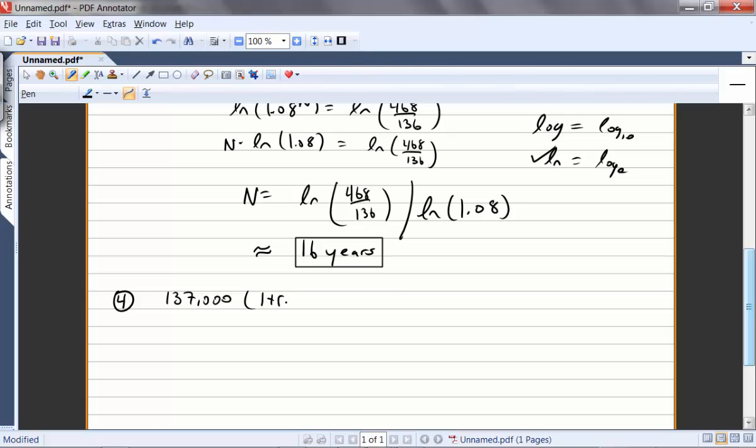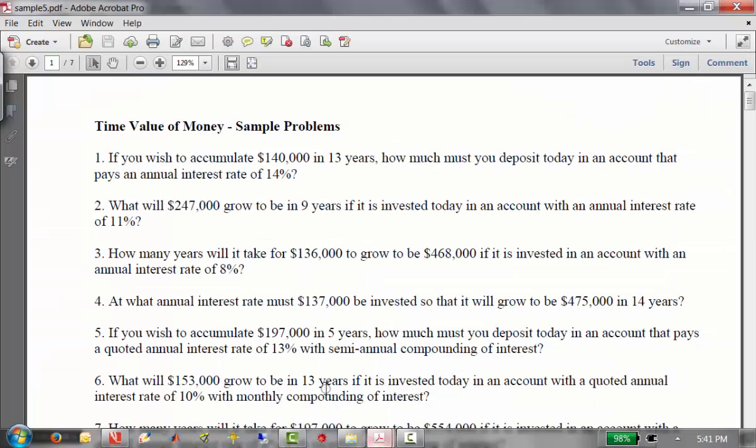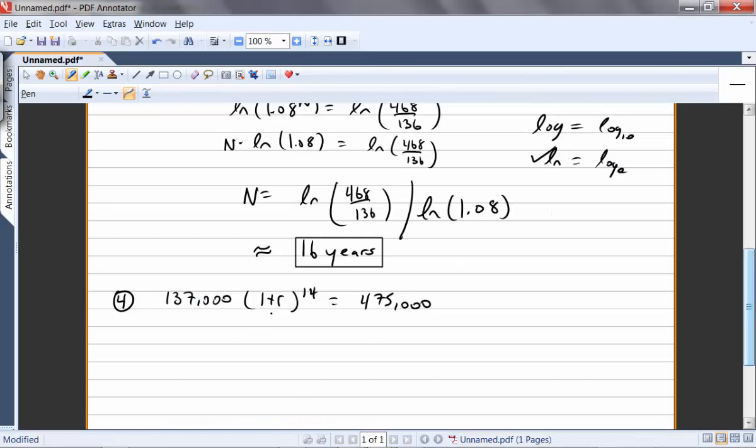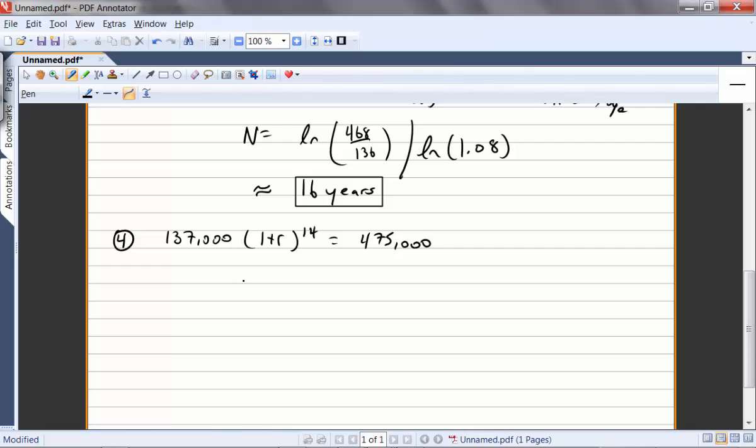We know the $137,000. If we let it sit for 14 years at an interest rate r, it will grow to be $475,000. This is the equation that describes that, right? And the question is, what interest rate do we need to be getting on this investment per year for this equation to hold? That's the question. So we need to isolate r.